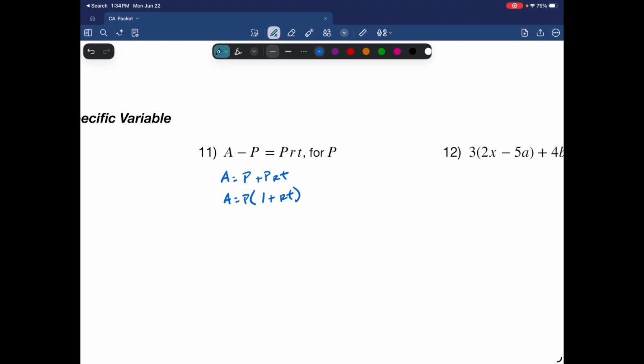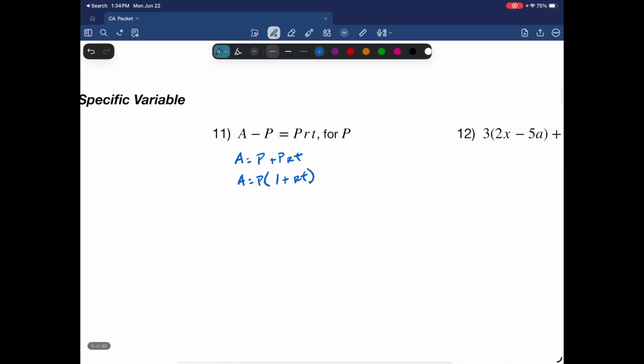P was one of my terms. It was also my GCF. Anytime a GCF is one of your terms, you have to replace it with 1. Okay, so now that I have P by itself, I divide by everything that's not P. So this is going to be A over 1 plus RT equals P.